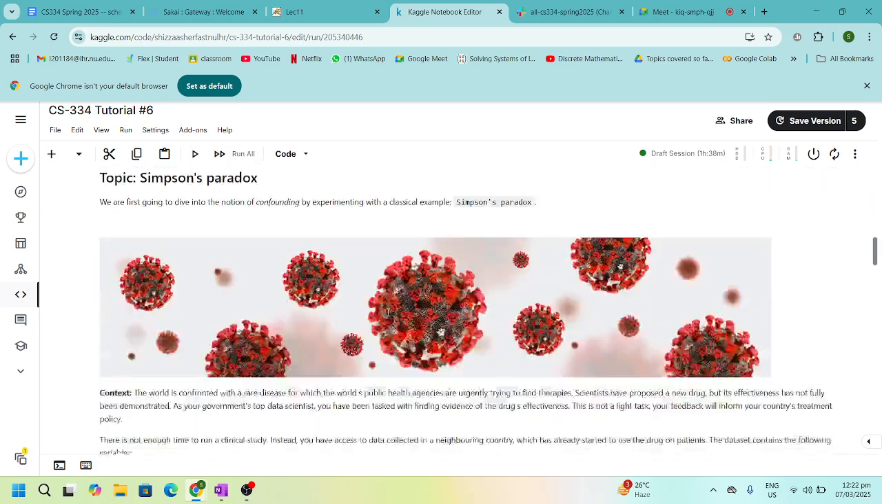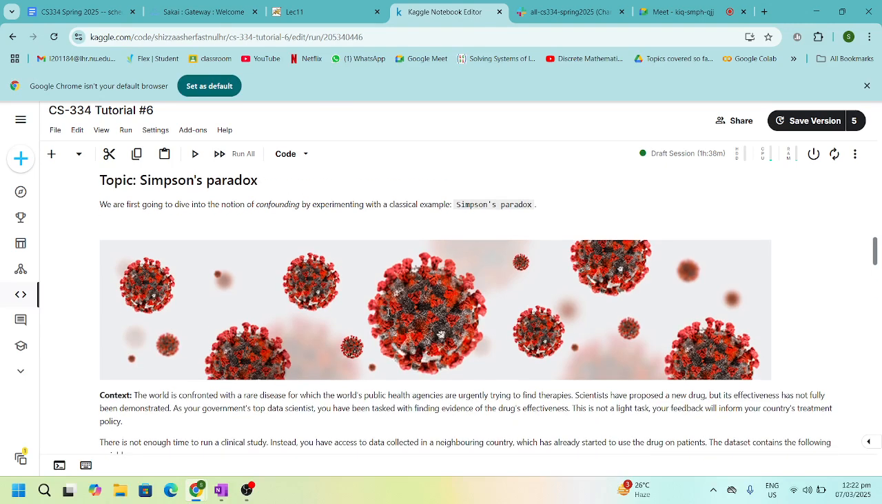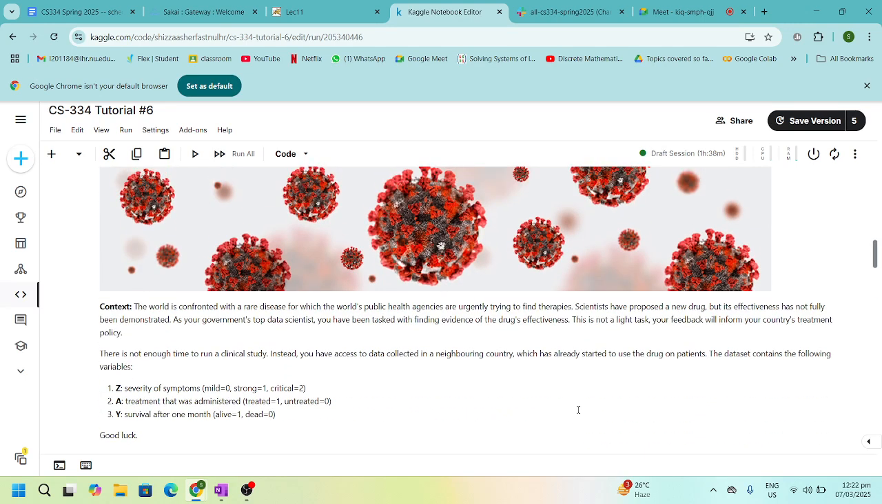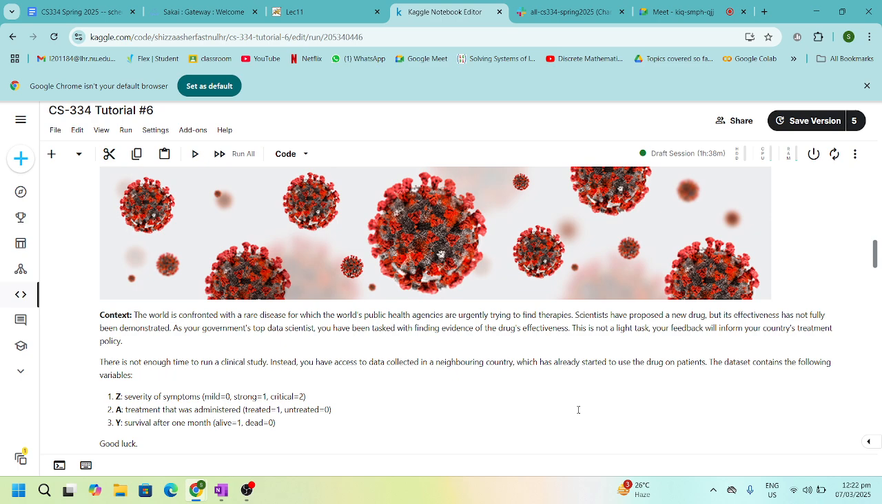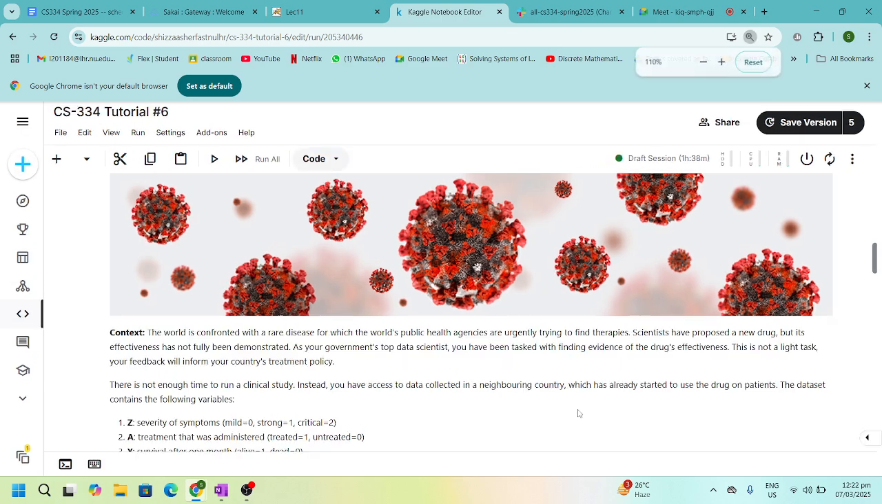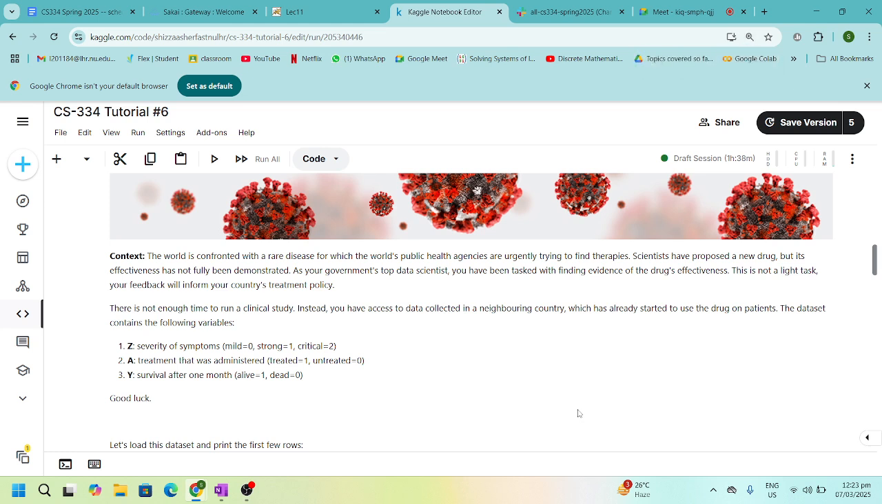For now, let's look at what we are generating the data for. We're going to try and understand Simpson's paradox through a more complex example. Let's see, maybe I can zoom in a little more. Okay, all right. So here's the context.